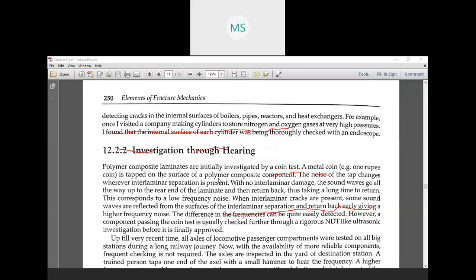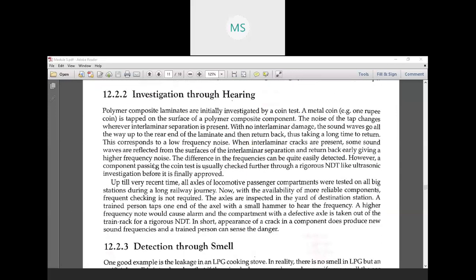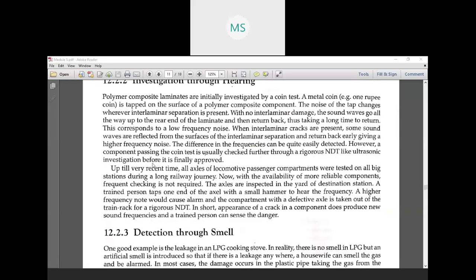Okay, so this is one of the types of visual inspection through which we can detect a crack or some mishappening on or in the interior surface of the system. Okay, so this was the first one. Second one, we will go with an investigation through hearing. Now how can hearing help us? Hearing is also one of the aids which we can use for the investigation of cracks.